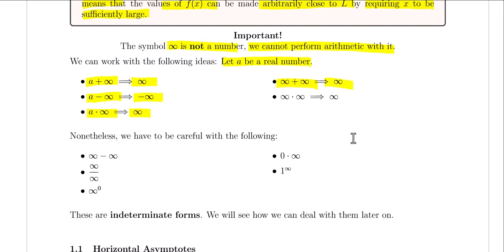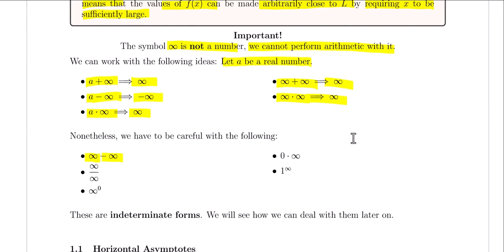And last but not least, a number that's arbitrarily large times another number that's arbitrarily large, well, we get an arbitrarily large number. Now, all this might seem a little bit intuitive. However, we have to be careful with the following. If we have an arbitrarily large number minus another arbitrarily large number, what do we get? Do we get 0? Do we get an arbitrarily small number? Well, what do we get? Well, we actually don't know what we get here.